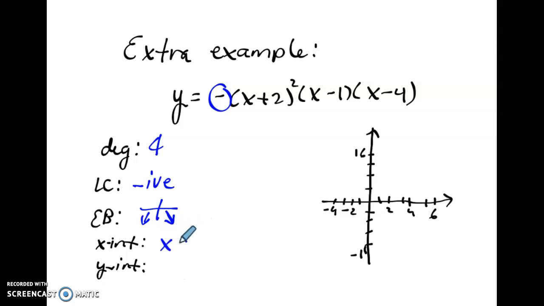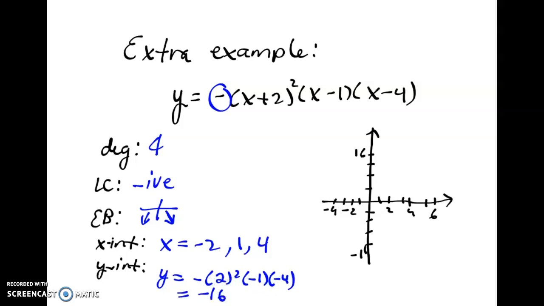Okay. For our x-intercepts, same as before, we're going to read them off out of the brackets. So x equals -2, 1, and 4. And our y-intercept would be the negative times 2 squared times -1 times -4. So that would give us a y-intercept of -16. So we can plot those. We have the -16, we've got the -2, we have the 1, we have the 4, and we know we're going to start down in the bottom corner and end down in the fourth quadrant.